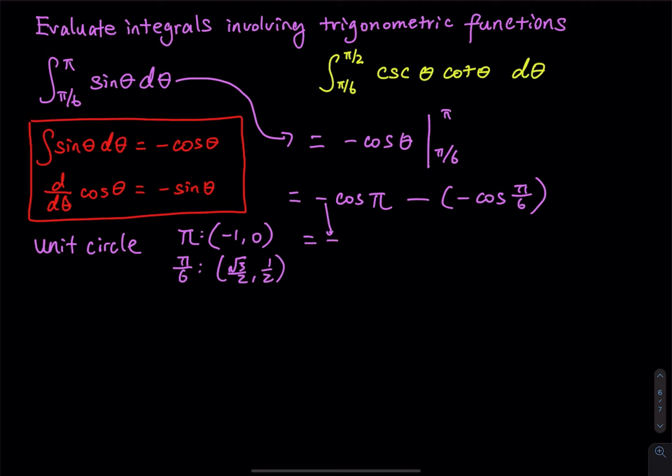This negative goes right there. Cosine of pi, we take the x coordinate, which is negative 1, minus, that gives me a plus. Cosine of pi over 6, we take the x coordinate, which is root 3 over 2. So overall, the answer of this problem is 1 plus root 3 over 2. So that is the answer.